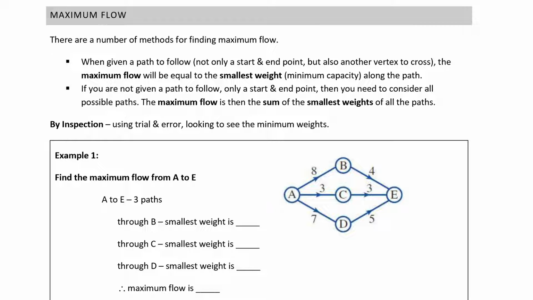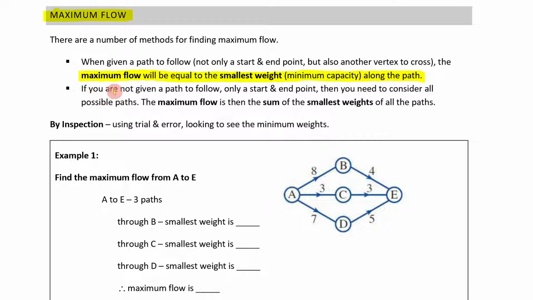We're now going to encounter something called maximum flow. There are a number of methods for finding the maximum flow. When given a path to follow, not only a start and end point, but also another vertex to cross, the maximum flow will be equal to, and this is worth highlighting, the smallest weight, the minimum capacity along the path.